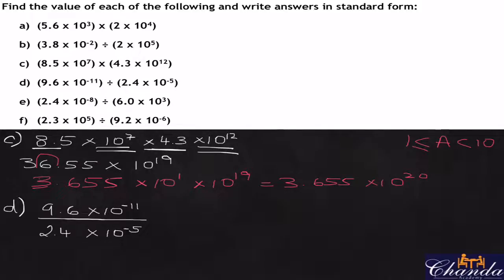Okay, let's have a look at this question. So we have 9.6 divided by 2.4, which is simply 4.0. Then using our knowledge of the second index law, we have 10 to the power of negative 11 and 10 to the power of negative 5. Combining these two, we have times 10 to the power of negative 6, which is simply negative 11 plus the 5 at the bottom there. And this already is in its standard form, so we don't have to do anything further.